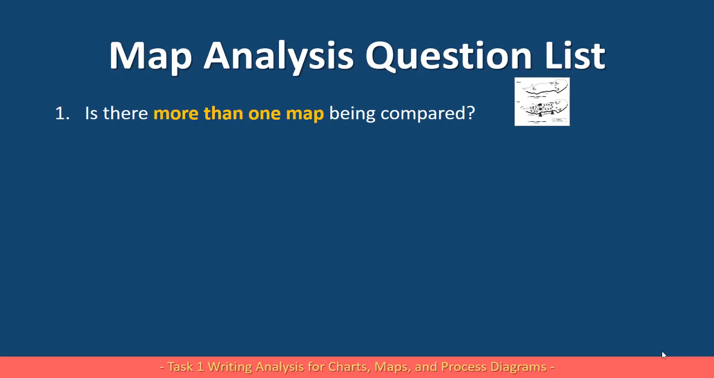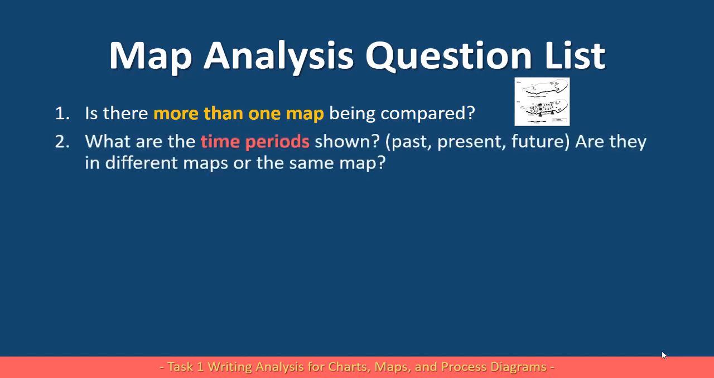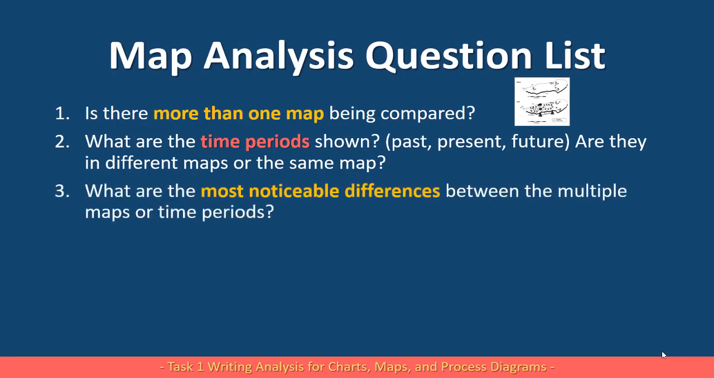Question number 1, is there more than one map being compared? Usually the answer is yes, but it's important to notice. All right, what are the time periods shown? Past, present, future? Like we talked about before, the time periods can change the language that you use. And are they in different maps or are they in the same map? The different time periods.